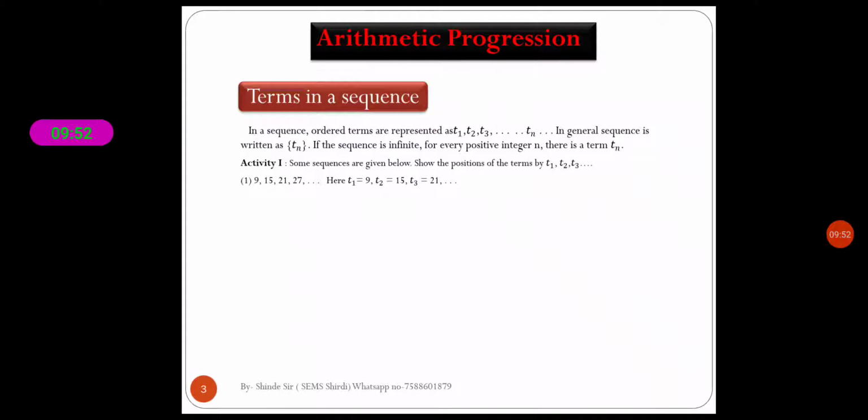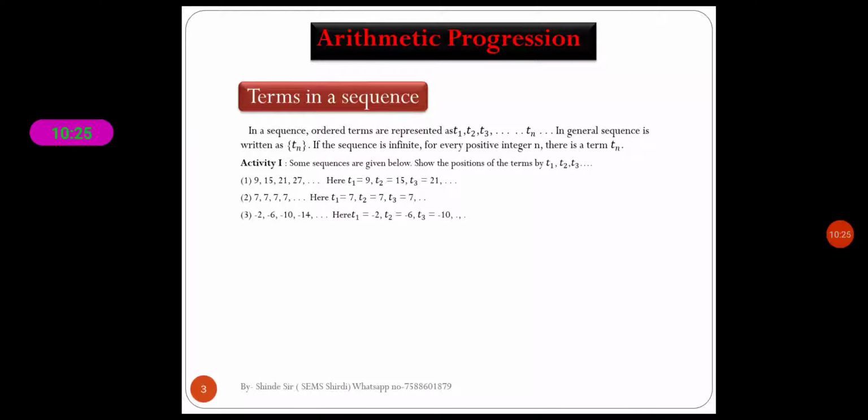Okay, now we see the next example, the sequence 7, 7, 7, 7, 7, and so on. Here T1 is equal to 7, T2 is equal to 7, T3 is equal to 7. Means here first term 7, second also 7, and third also 7, and so on. Tn also 7. Now the next example: -2, -6, -10, -14.